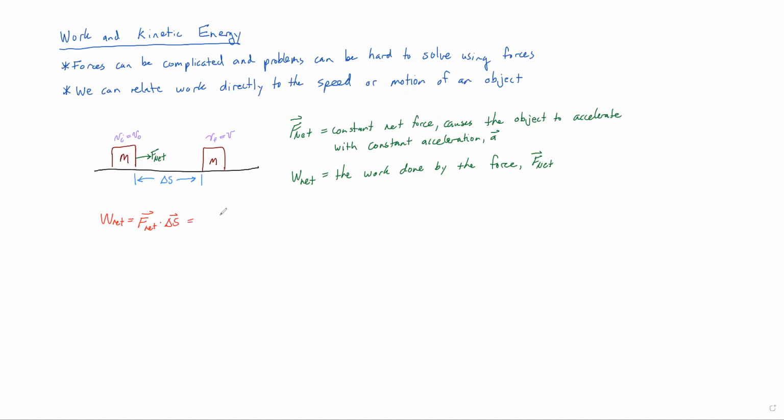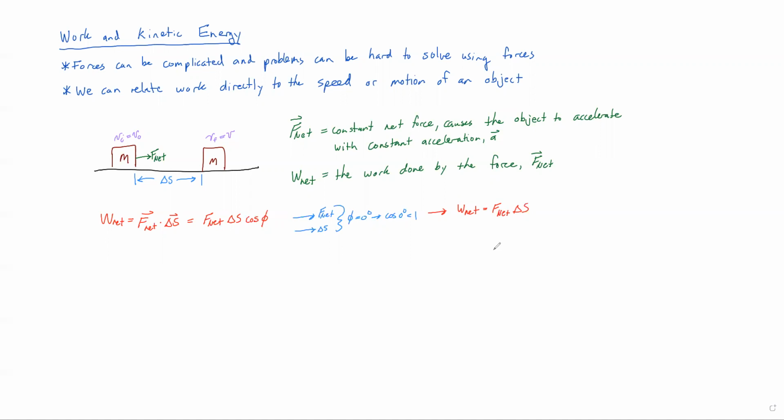By definition, because it's a dot product, I have F net delta S times the cosine of phi, the angle between them. If I look at these two vectors, I have F net going this way, and I know that delta S is always going that way as well. So phi is just going to be 0 degrees. They're both going the same direction, which means that the cosine of 0 degrees is just going to be 1. So W net is simply going to be F net times delta S. So far, so good.